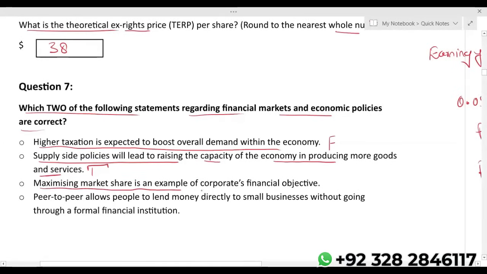Maximizing market share is an example of corporate financial objective. Actually, market share is a non-financial objective. It's not a financial objective. Peer-to-peer allows people to lend money directly to small businesses without going through a formal financial institution. Yes. So in peer-to-peer lending, you can directly lend money to small businesses without going through a formal financial institution, means there's no need of the bank.